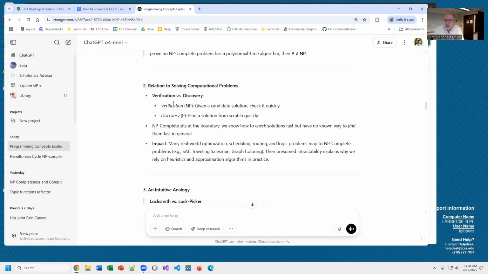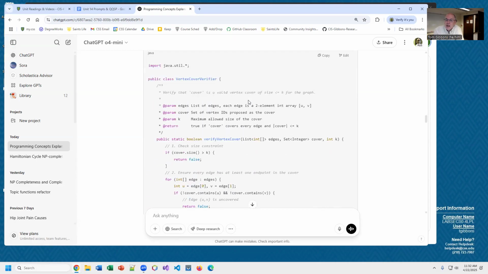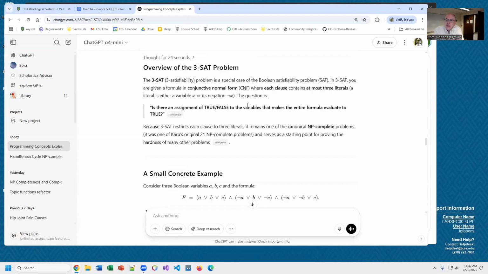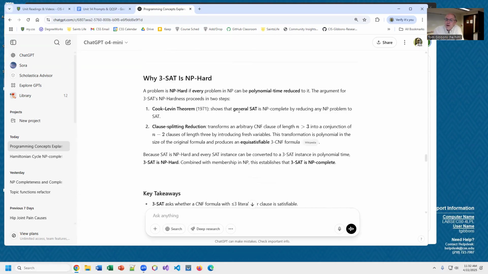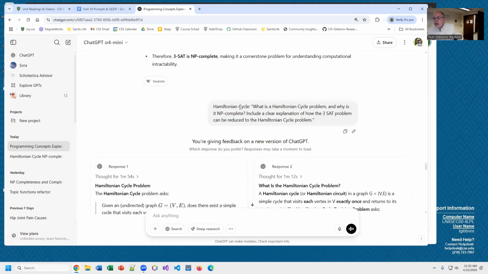We'll create a list of a bunch of NP complete problems and have you walk through a couple reductions for those. And so as part of the prompts, the Hamiltonian cycle one was: the Hamiltonian cycle problem is our prompt. Why is it NP complete? Provide a clear explanation of how the 3-SAT problem can be reduced to the Hamiltonian problem. And that's what we just watched as a video.